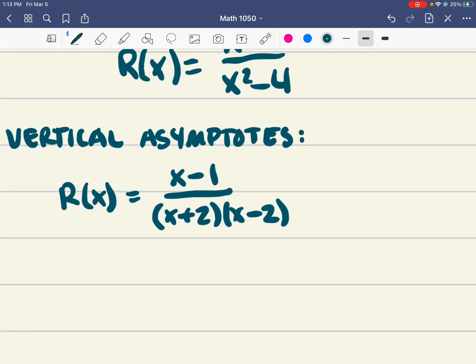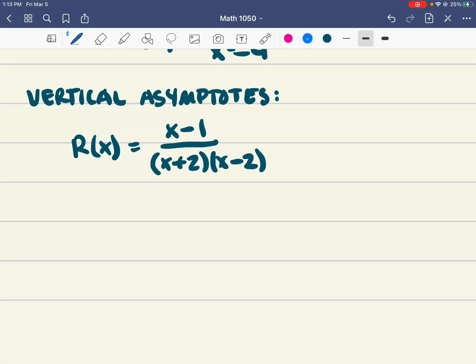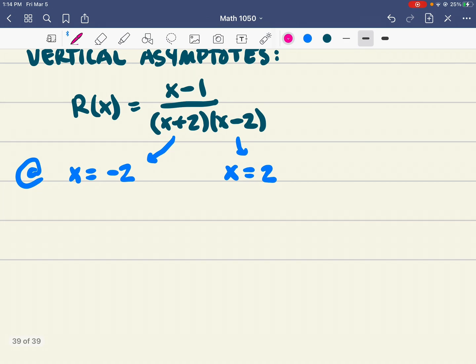So realize now that this is completely reduced, right? There's nothing that cancels from the top and the bottom. So anything that makes the bottom 0 is going to be an asymptote. The two things that make that 0 are x equals negative 2 and x equals positive 2. So it has asymptotes at those two points. I will also indicate here the multiplicity of those asymptotes because that's going to help us graph it. The multiplicity of both of these is just 1. They both only occur once.